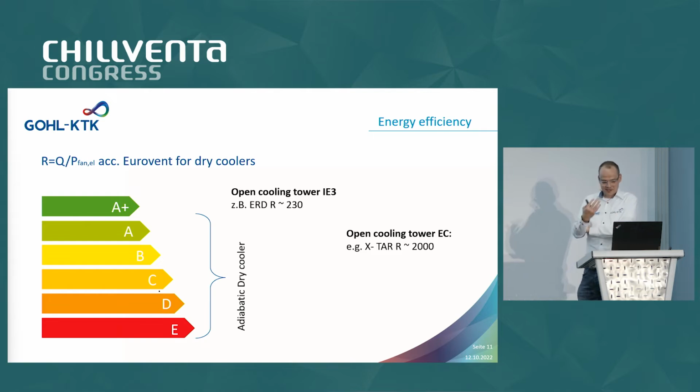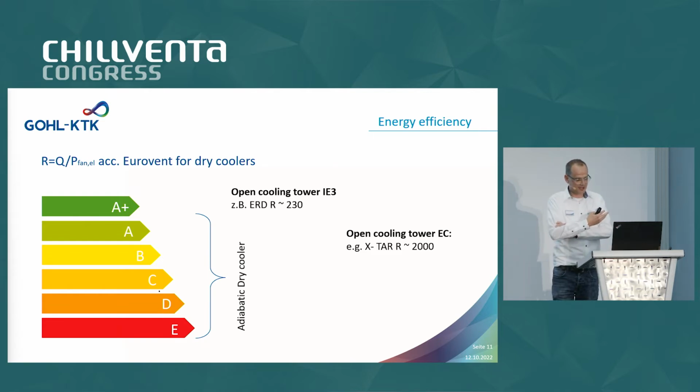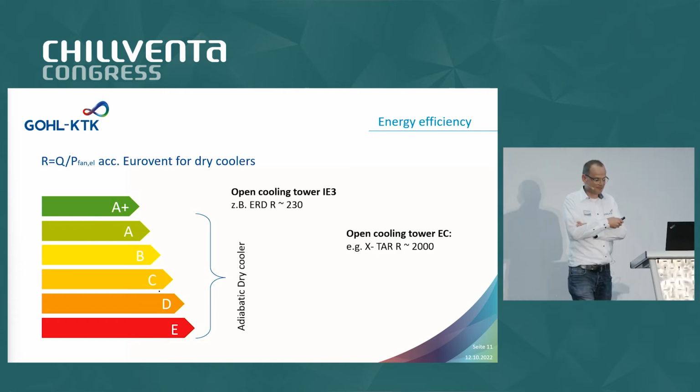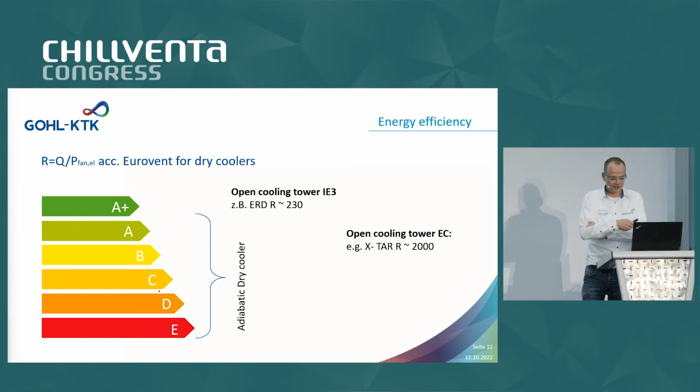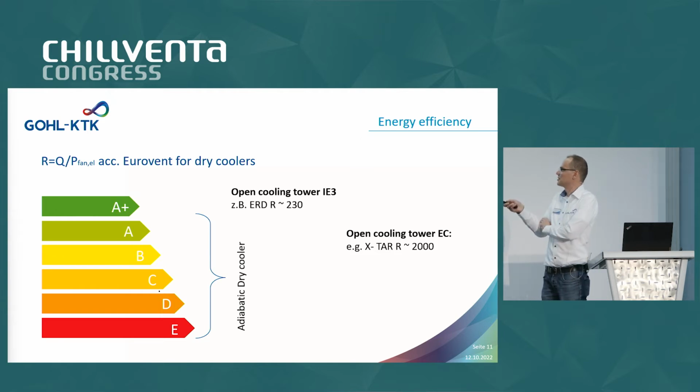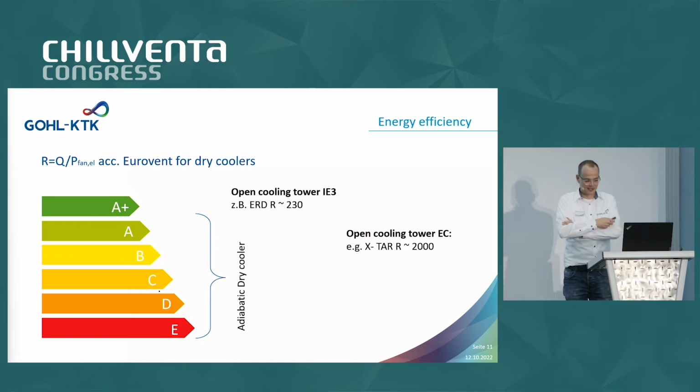Now let's compare a cooling tower in terms of energy efficiency to a dry cooler. There is a value based on Eurovent data for dry coolers, and it only compares the capacity of the cooler to the electric consumption of the fan. You get a value which is simply called the ratio value, short for air, and it ranges for typically dry coolers up to 230, which are then classified as A+ coolers.